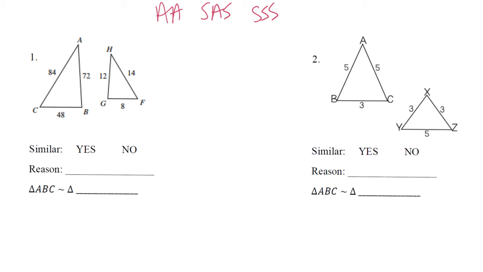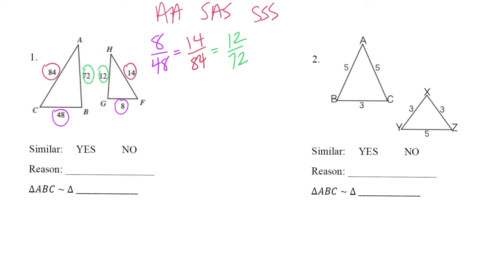Now, if you're asking yourself, how do you know which sides match up with which, you want to look at what is the smallest numbers, what is the largest numbers and such on each triangle. So we know that 8 and 48 are going to match up because they are the smallest numbers on both triangles. We know that 14 and 84 are going to match up. Yet again, they are the largest numbers on each of the triangles. And then last but not least, 12 and 72 are going to match up because they are the middle numbers on each of the triangles.